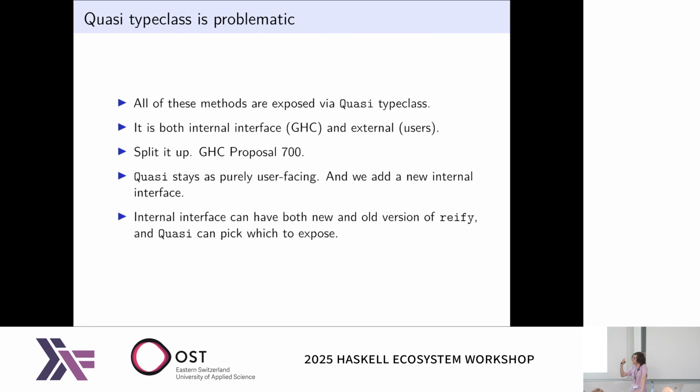So rather than doing it immediately, I have this GHC proposal 700 to split apart Quasi into an internal and external interface. The internal interface is just seen by GHC, and we don't really care about it. And there we can add new things.